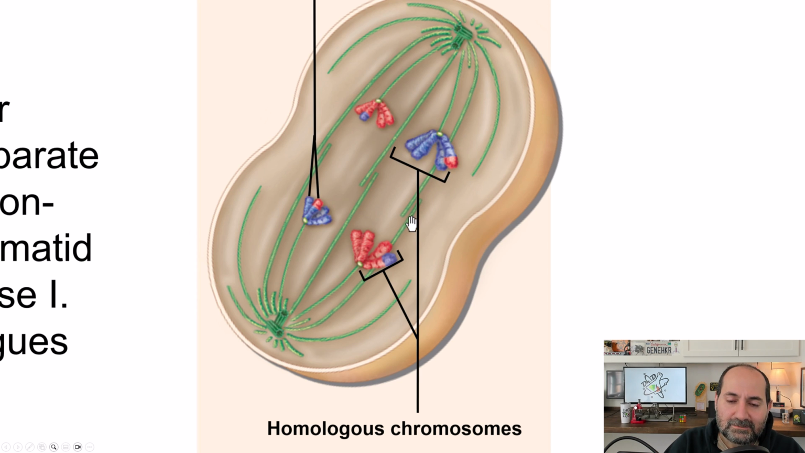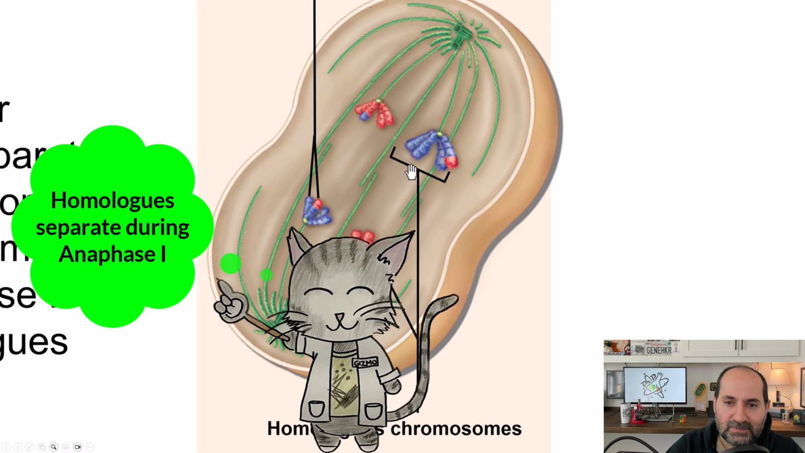So again, the same thing happens with chromosome 2. Let's say this is chromosome 2. Both of dad's chromosome 2 go to this new cell. Both of mom's chromosome 2 go to this new cell. So what's happening, you could say it this way: during Anaphase I, the homologs separate. That means blue separates from red.